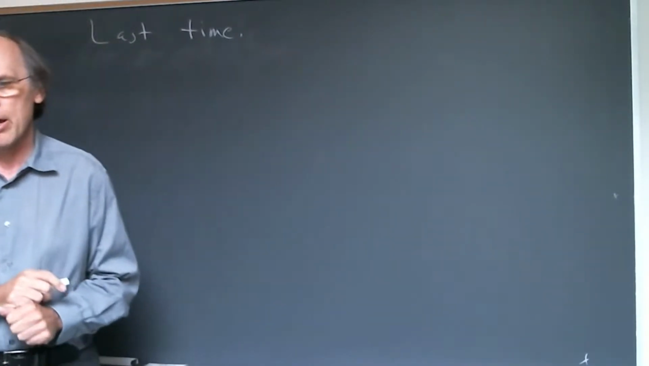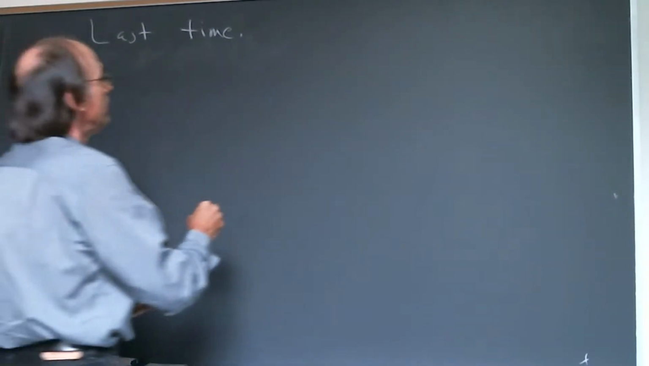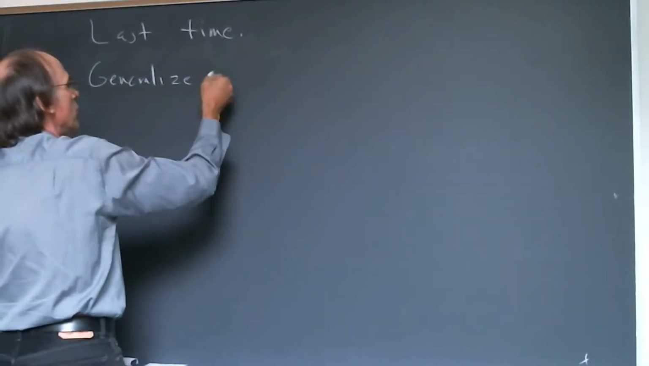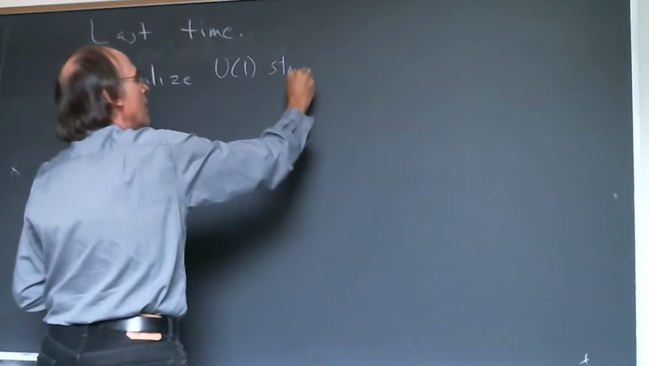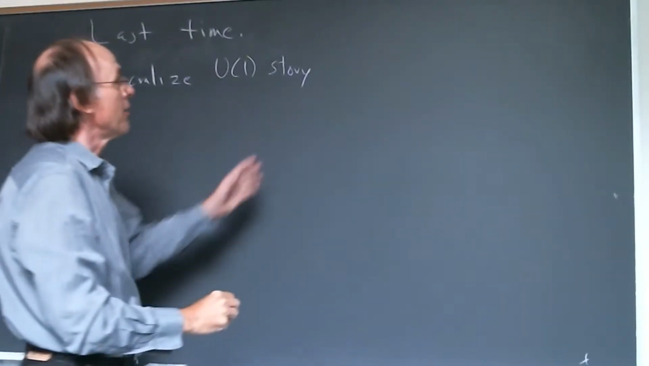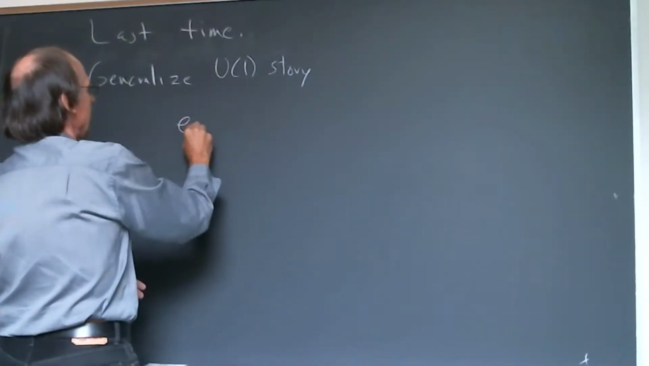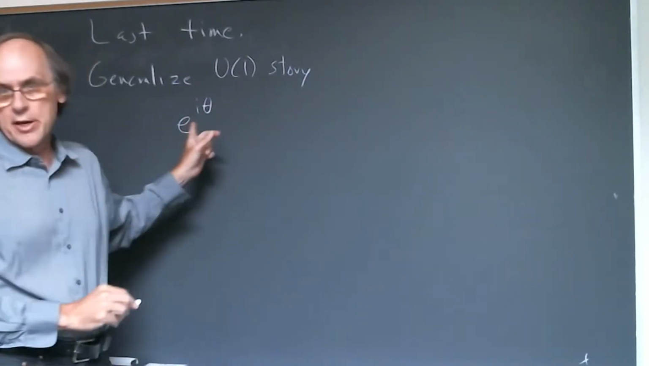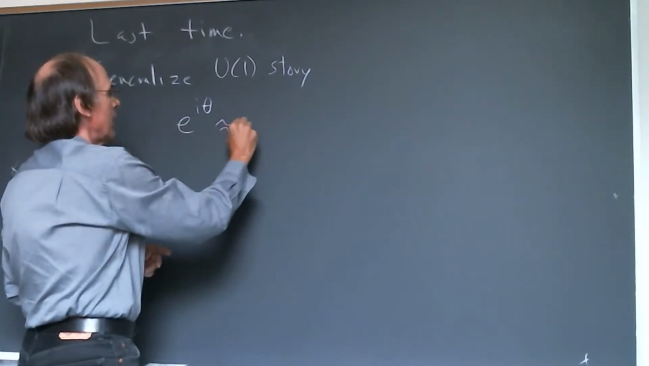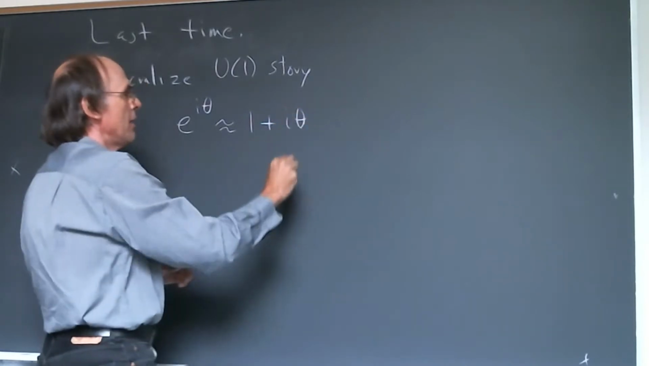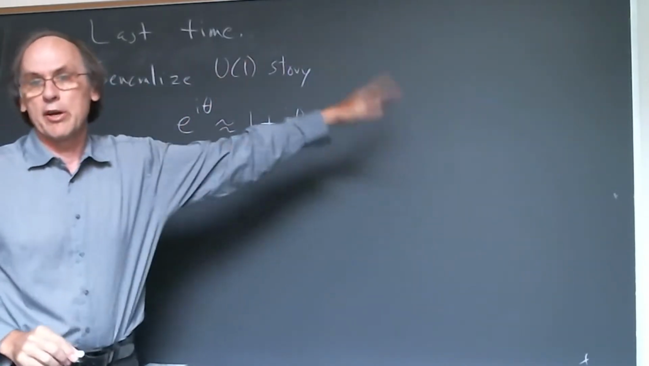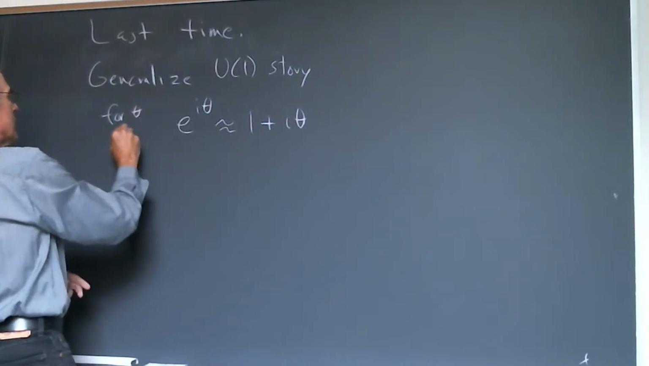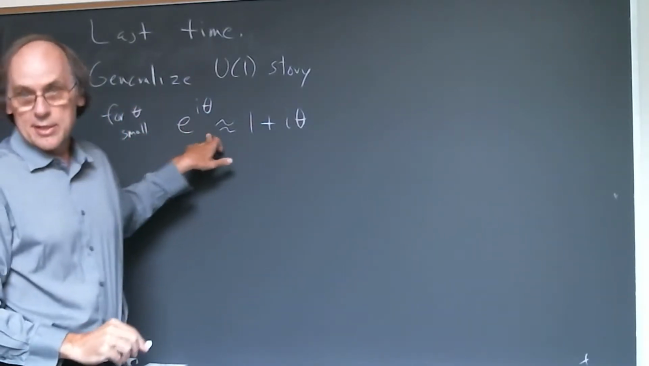It's a generalization of what you know about U1. We're going to generalize the U1 story. The U1 story is really just that things in U1 are of the form e to the i theta, but you can expand out the exponential and say that if you're near the identity, these things are approximately 1 plus i theta. There are higher order terms, but for theta small, or infinitesimally, this is really what's going on.